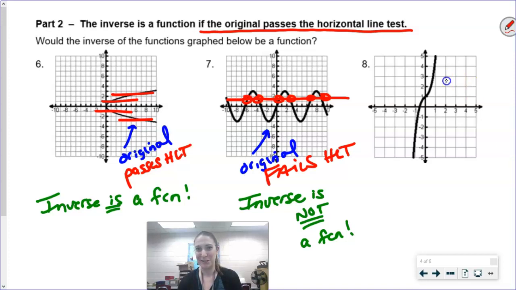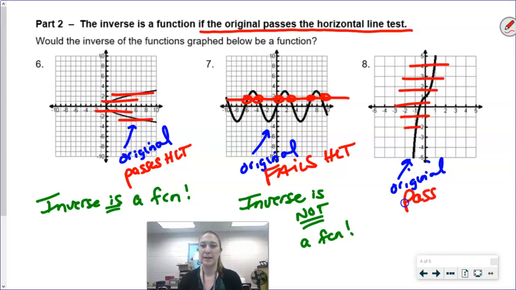And then you guessed it, we got a third example. This one graphed for you, this is a cubic function. This is the original. But I'm curious about his inverse. So if I were to perform the horizontal line test on the original, it passes the horizontal line test.